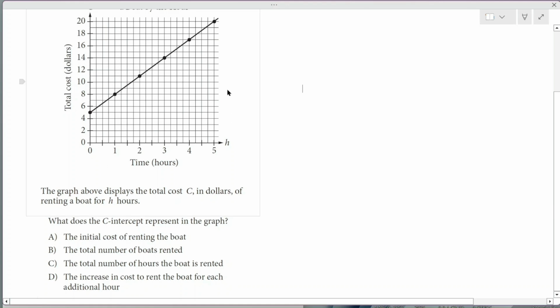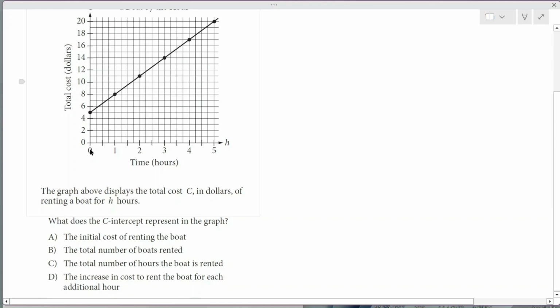I've seen questions like this, and you should have experienced questions like this where you have a fixed price you have to pay, then the additional price you have to pay per hour. So this $5, that's the C-intercept, is a fixed amount you have to pay before you start taking your readings per hour. So let's look at the other options, the total number of boats rented.